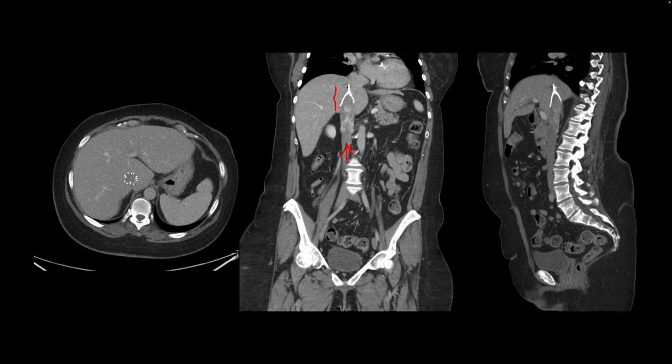Sometimes they may abut or protrude through the wall of the aorta also, or maybe a bowel loop. And most of the times, if there is no surrounding inflammatory reaction, then there is nothing to worry about. This IVC filter, however, has moved superiorly into the intrahepatic portion of the IVC, and it needs to be removed.